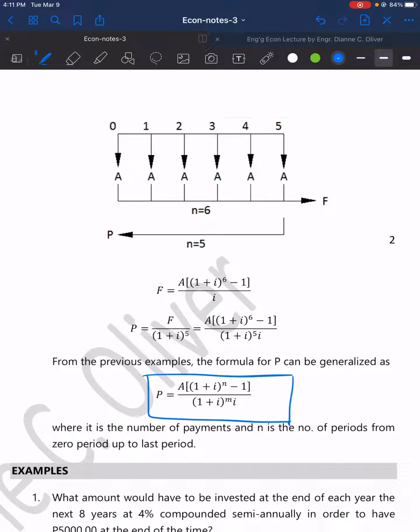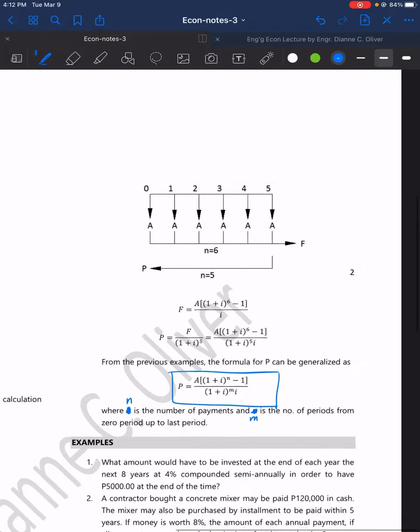P is equal to A times (1 plus i) raised to N minus 1 all over i times (1 plus i) raised to M, where N is the number of payments, and M is the number of periods from period 0 up to the last period. So these are the 3 types of annuity.